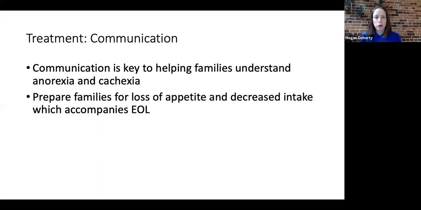Communication is a really important part of our management for anorexia and cachexia. Families need to understand that these symptoms may occur, and they should be prepared for the loss of appetite and the decreased oral intake, which accompanies children who are progressing towards the end of life.